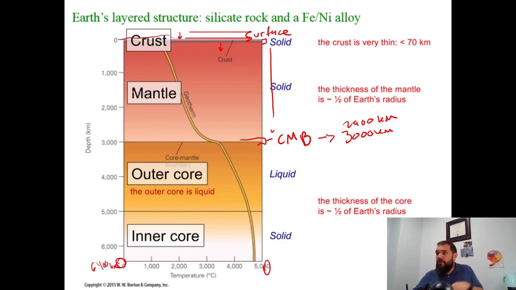Okay, so you also see a yellow line here. I want to point this out. You see this yellow line. It's called the geotherm. Geotherm. It's an important word. I don't ask about it in the lecture assignment, but it is an important word. Geotherm refers to the temperature gradient, or the temperature profile through the Earth.